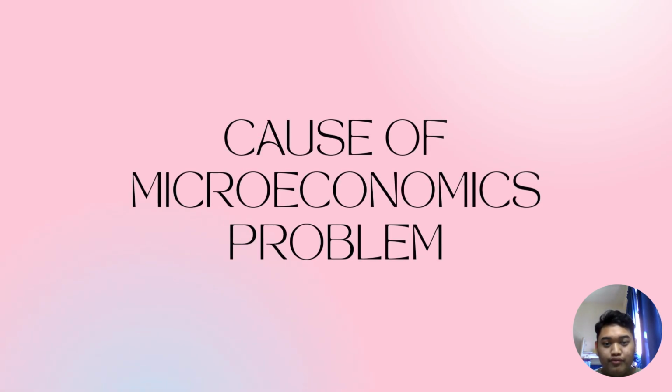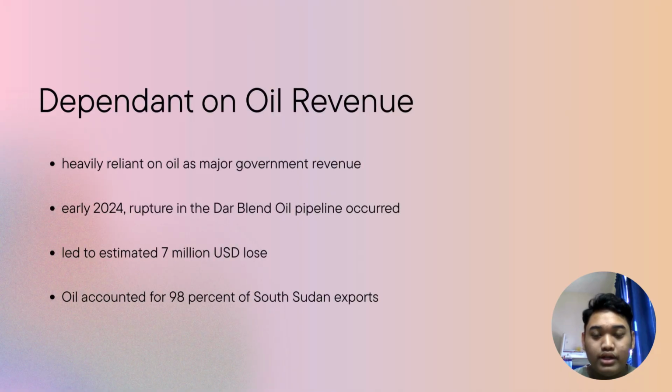Now, let's proceed with the cause of macroeconomic problem in South Sudan. One of the reasons why macroeconomic problem happens in South Sudan is because they are dependent on oil revenue. They are heavily reliant on oil as a major government revenue, and as we can see, the effect in early 2024, a rupture in the Dar blend oil pipeline has occurred, which led to an estimated $7 million profit loss. And one more thing, South Sudan oil accounted for 98% of their export.